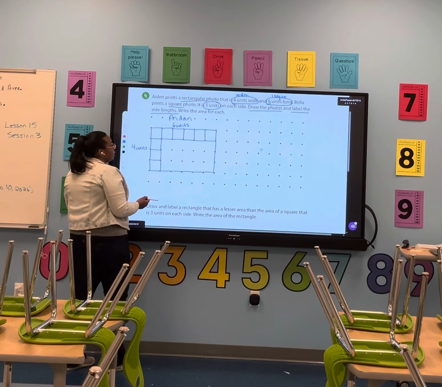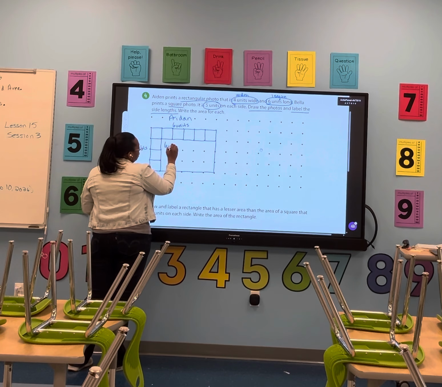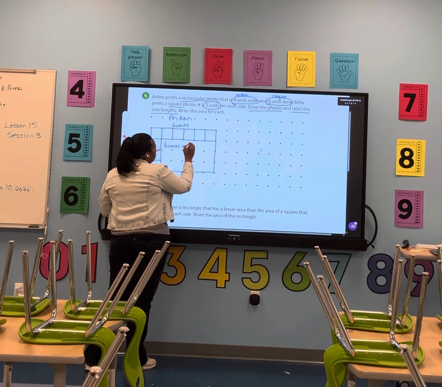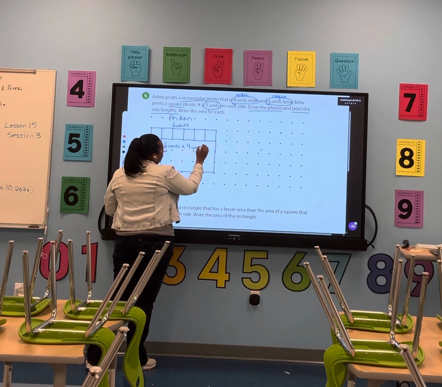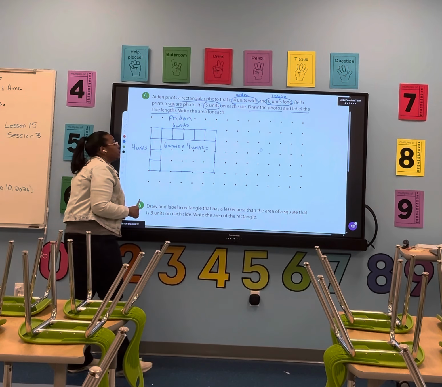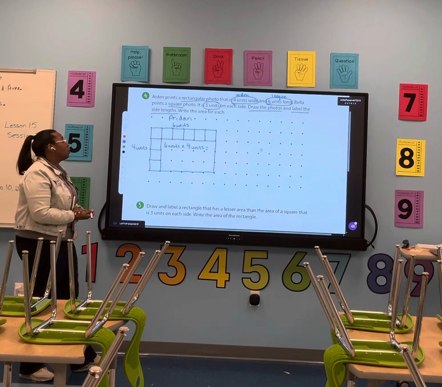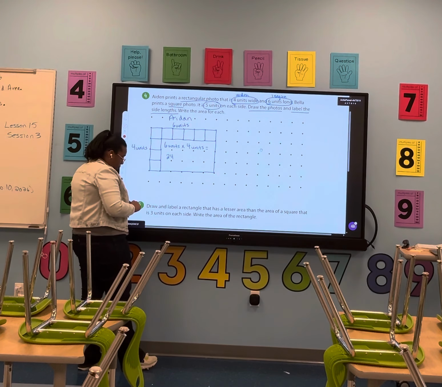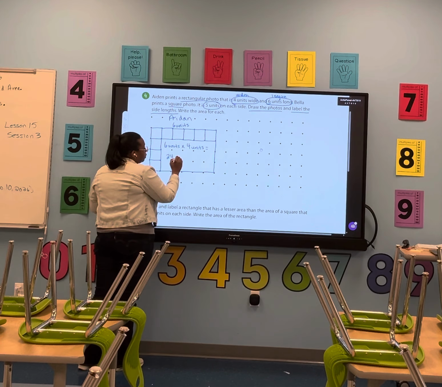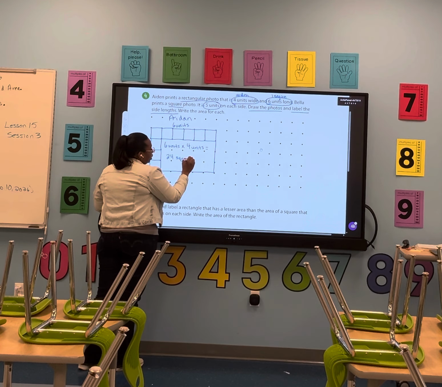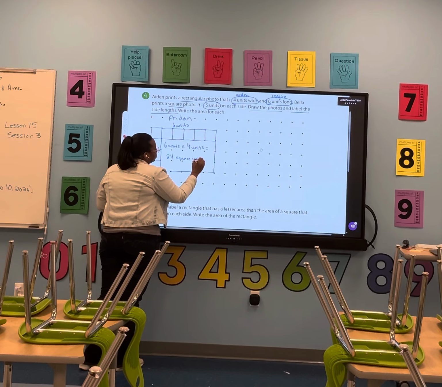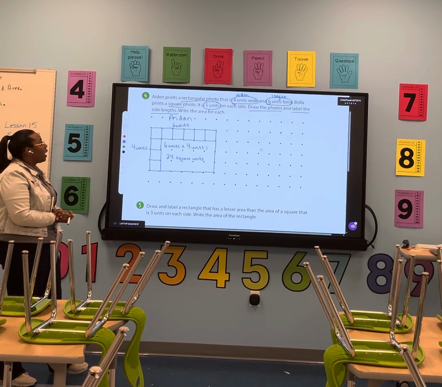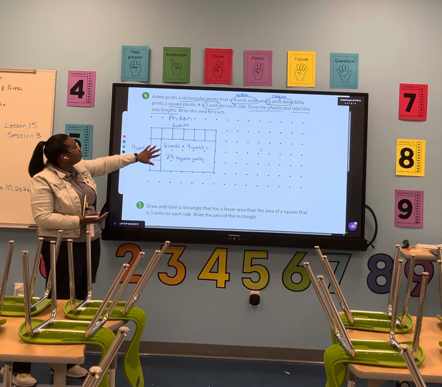So the length is 6 units. I'm going to do 6 units times the width, which is 4 units. Okay, then we're going to multiply that. Well, 6 times 4 is going to be 24. And because this is area, we're going to use our special word of square. And then the unit is units. So this would be our area for Aiden's. So now we've done Aiden's rectangular photo.